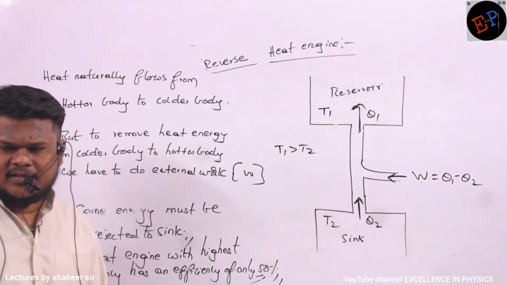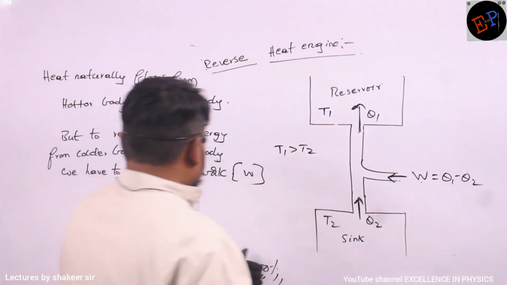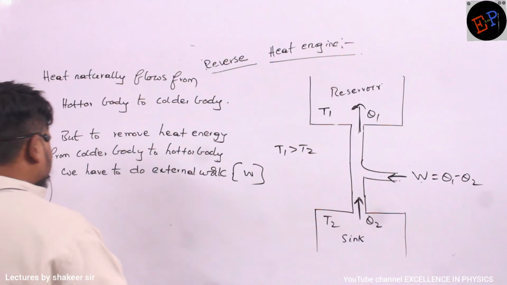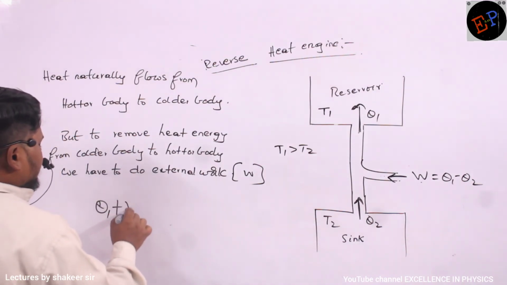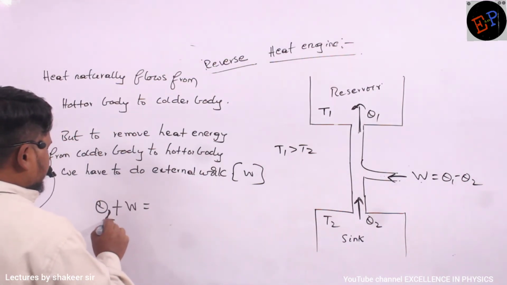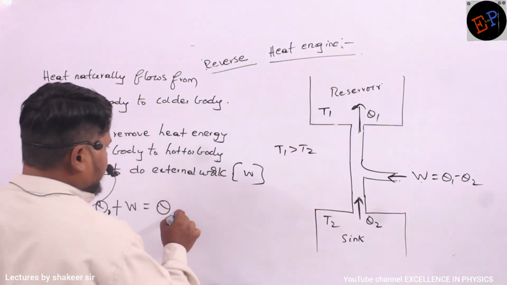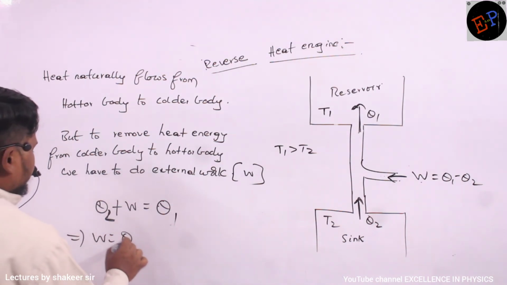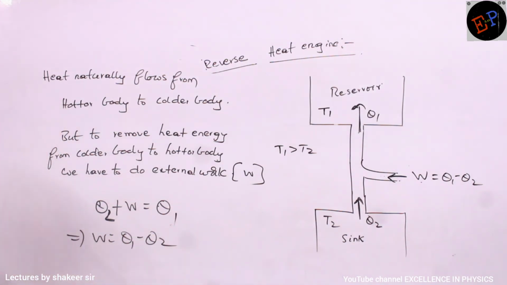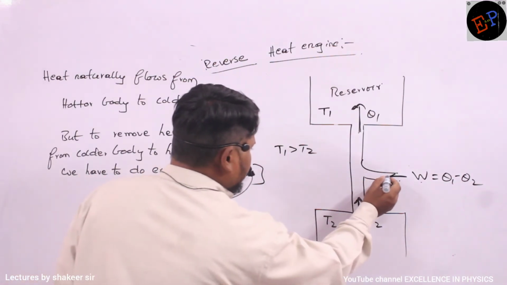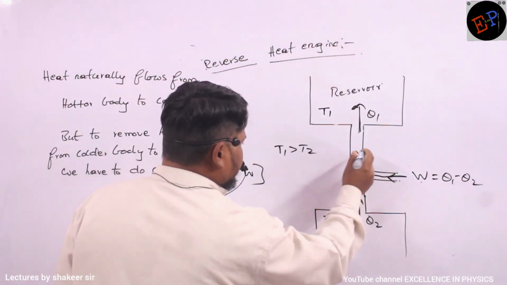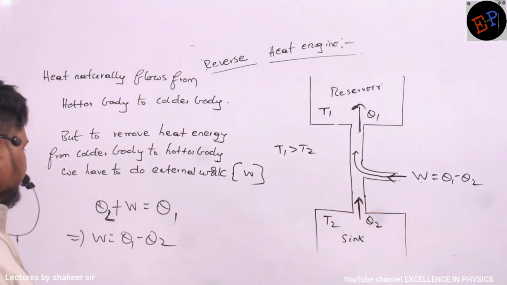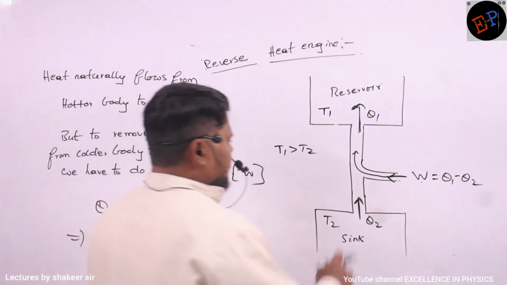Directions, you are able to understand what is happening? So here I will write down: Q2 plus W will be equal to Q1. Therefore, W is nothing but Q1 minus Q2. So the work which you have done also enters into the sink, and Q1 amount of energy is also released into the sink. No, this is not the direction.